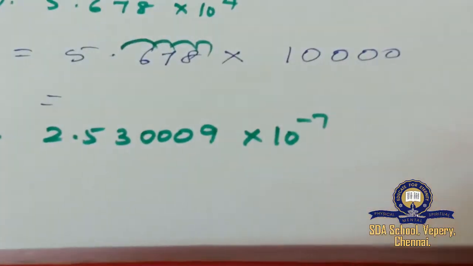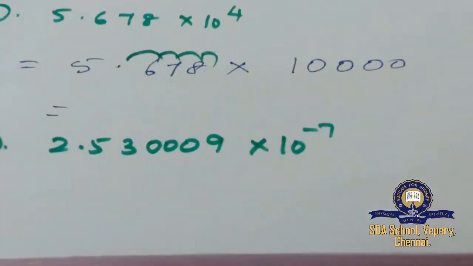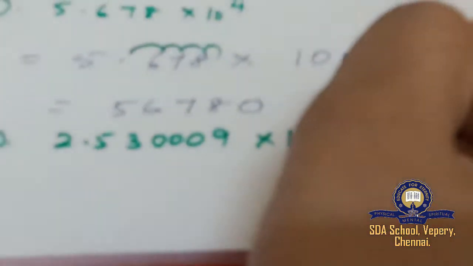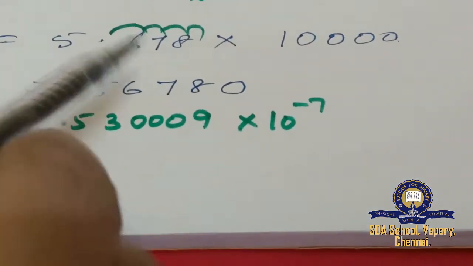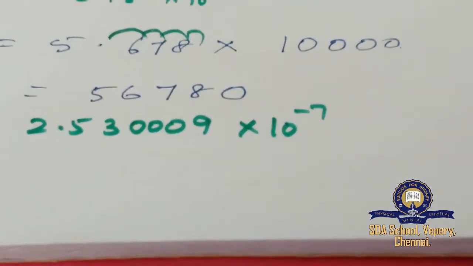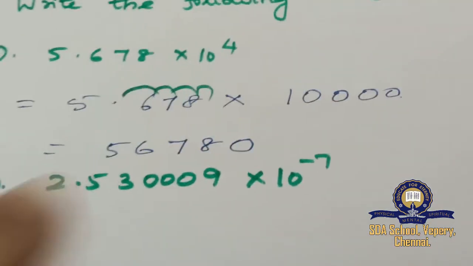Now I'm converting it to decimal form. Okay, this is scientific form, and I'm converting scientific to decimal form. What will I get? I will get the answer as 5678 and one more 0. Am I clear, students? Because there are only 3 digits after the decimal point, but 4 zeros are over here, so one more 0 will be added. Clear, right?